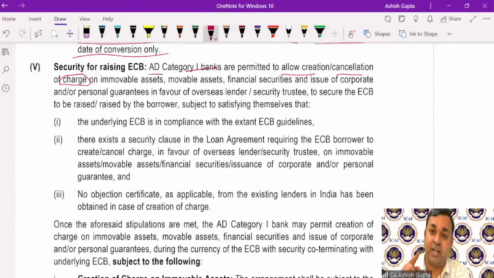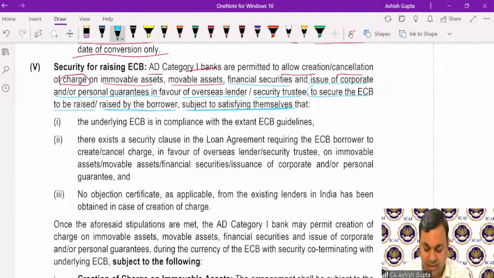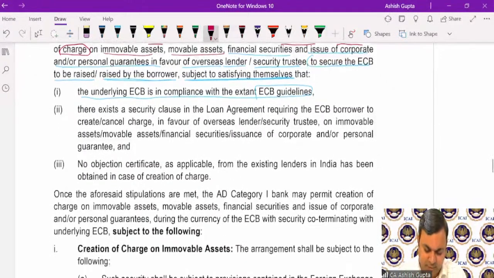So the Indian entity will create a charge on its immovable assets, movable assets, financial securities, issue of corporate and personal guarantee in favor of the overseas lender or security trustee to ensure the ECB is raised by the borrower, subject to satisfying themselves of the following. First point, the underlying ECB is in compliance with the extant ECB guidelines. You need to check whether the ECB complies with the ECB guidelines. Second point, there exists a security clause in the loan agreement, meaning a charge clause.